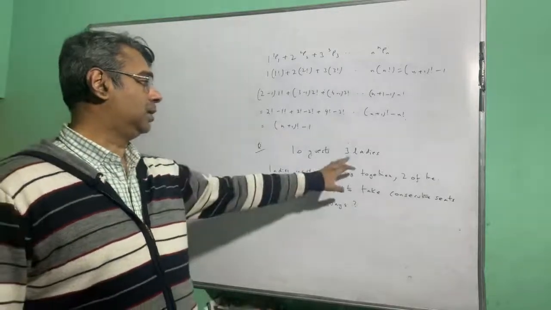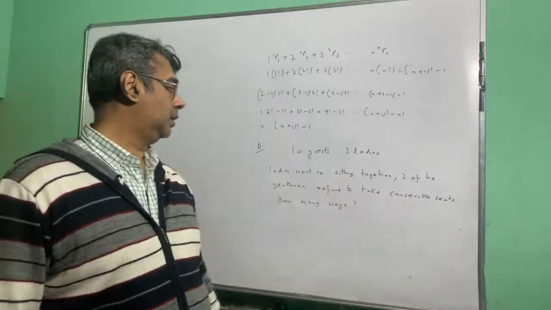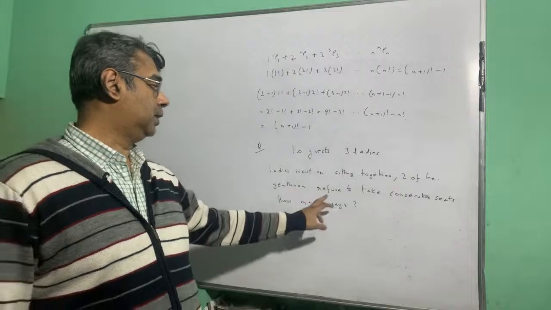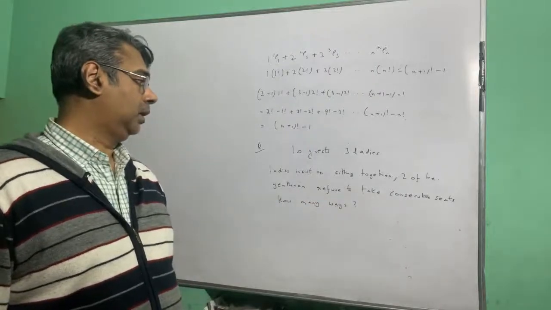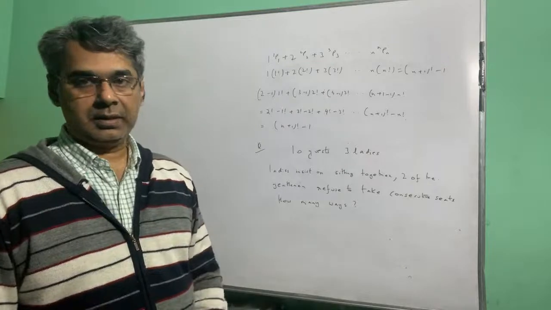So there are 10 guests out of which 3 are ladies. The ladies insist on sitting together and 2 of the gentlemen refuse to take consecutive seats. So in how many ways can they sit? That is the question.